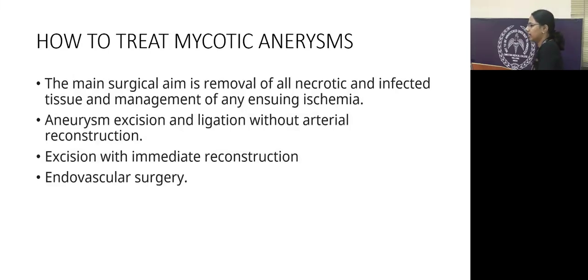The main surgical aim is to remove the necrotic and infected tissue. There are 3 types. One is aneurysm excision and ligation without arterial reconstruction. In this, we excise all the necrotic tissue and suture the end to prevent stump blowout. In other cases, excision with immediate reconstruction, which has an increased risk of reinfection, and endovascular surgery.